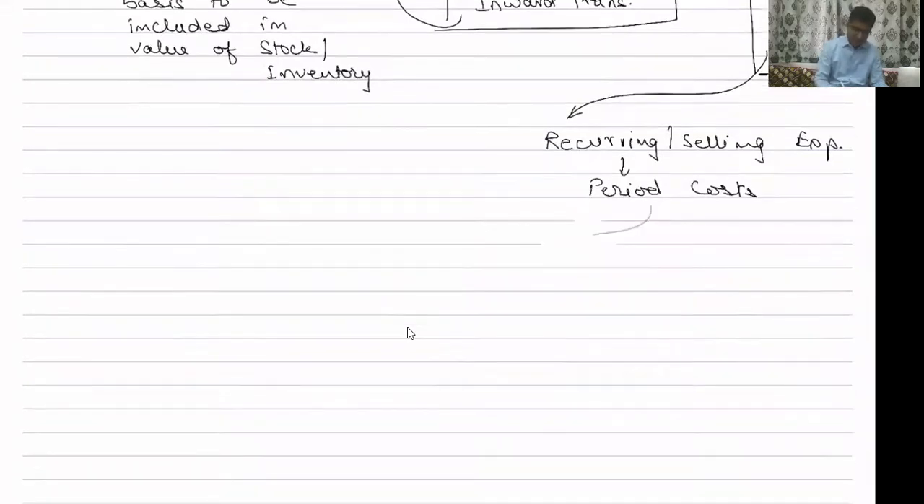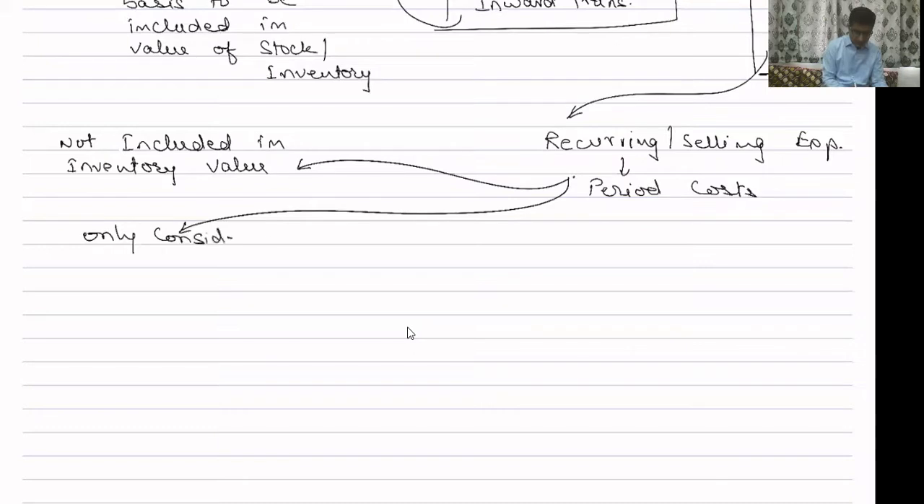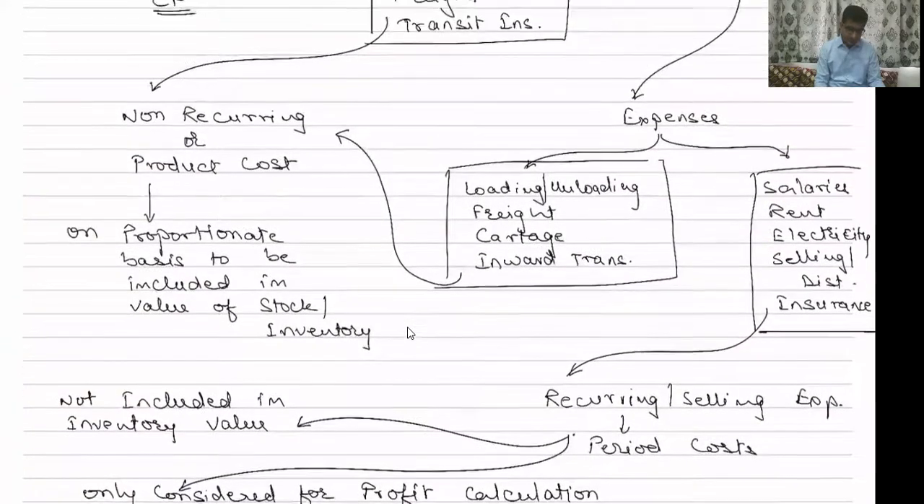I'll just write it here. Not included in inventory value, only considered for profit calculation. Correct or not? Why it will only be considered for profit calculation? क्योंकि profitability जब consignee अपना consignor अपना profitability calculate करेगा उस समय तो you will be needing this information or not. So accordingly it will be included for profit calculation. Am I clear for everyone? Yes or no?